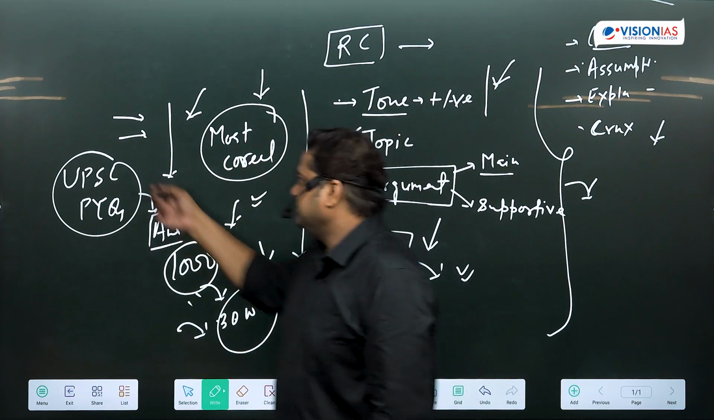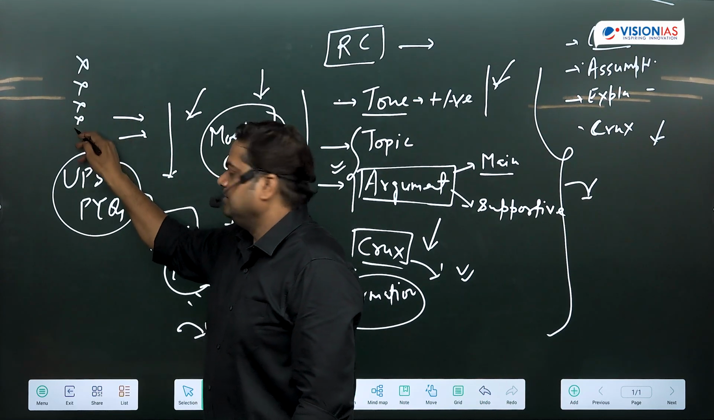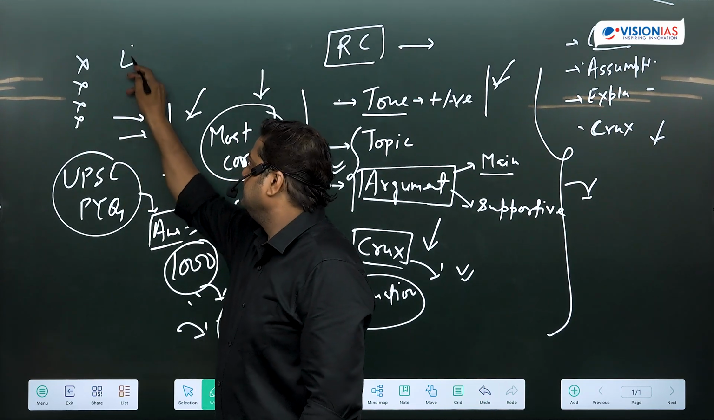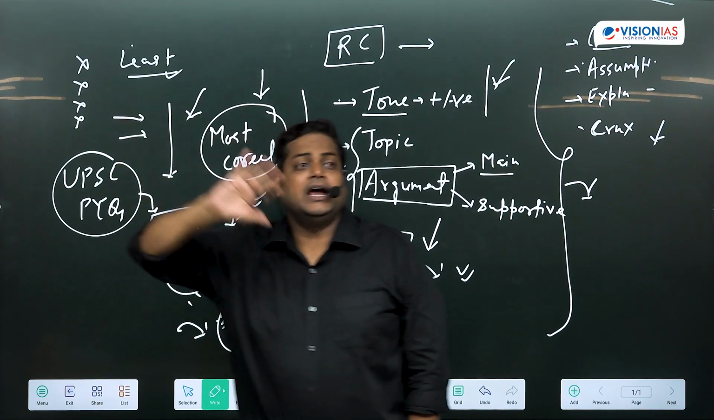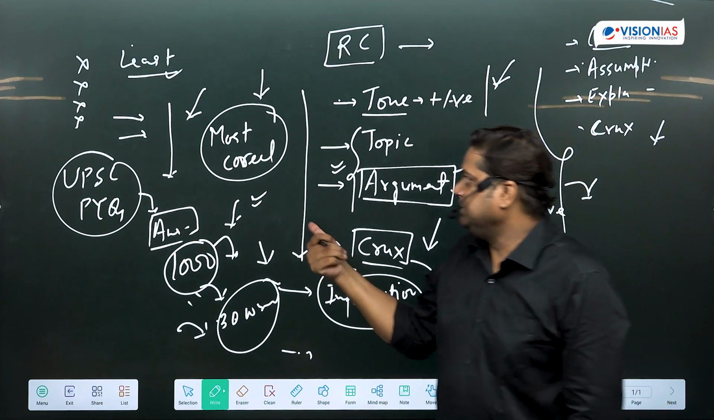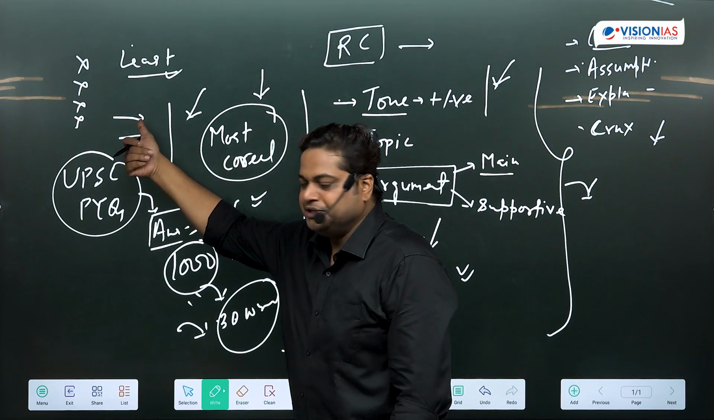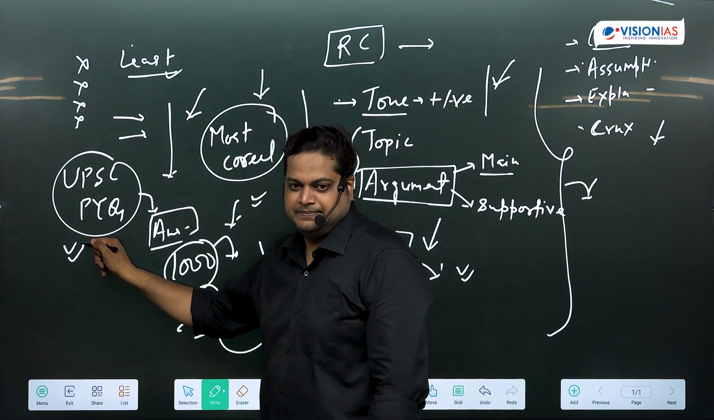Then sometimes we can feel that all the options are incorrect, so the least incorrect option is what we need to choose. And how can we get this idea, which one is least, which one is most? So that alignment we can get from these UPSC PYQs.